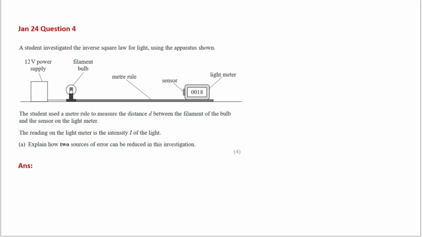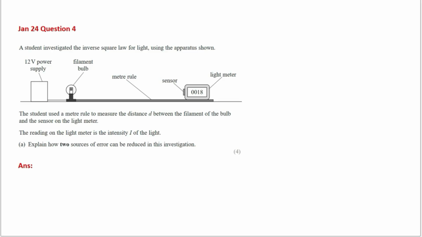Next question says, a student investigated the inverse square law for light. So we'll be focusing very much on this specific question. We'll cover all the parts of this question. The student investigated the inverse square law for light using the apparatus shown. The student used a meter rule to measure the distance d between the filament of the bulb and the sensor of the light meter. The reading on the light meter is the intensity I of the light. The value that you see on the screen is actually the intensity of light. Fine. Explain how two sources of error can be reduced in this investigation.